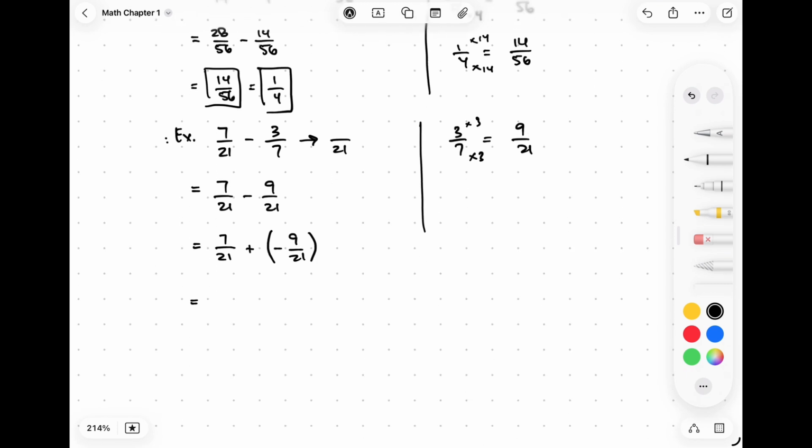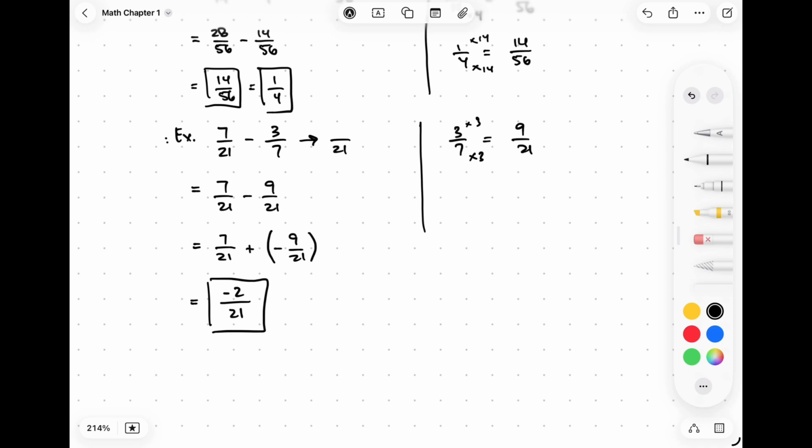So if I do -9 plus 7, then I'm going to get -2 because the negative team wins. The 9's bigger. The 9 fights against the 7. 2's left over. And I would have the 21. Then I would leave the integer there.